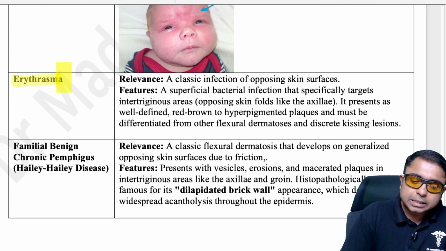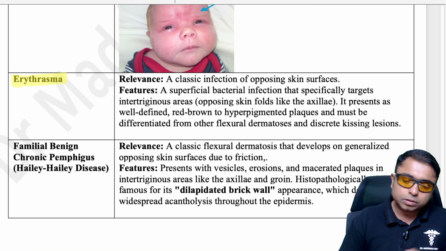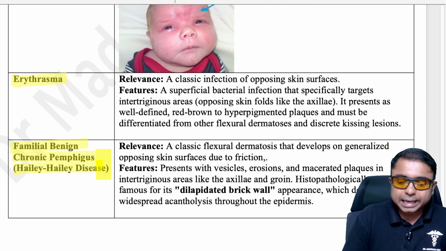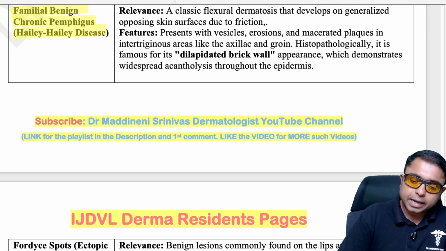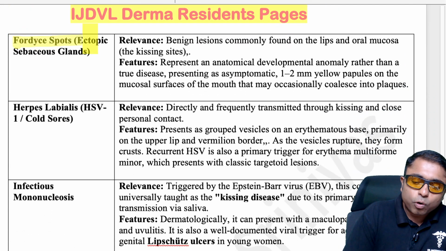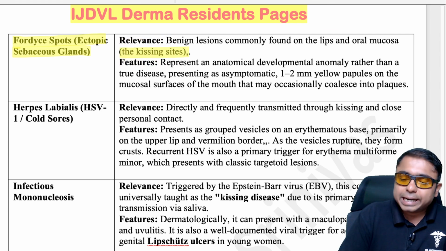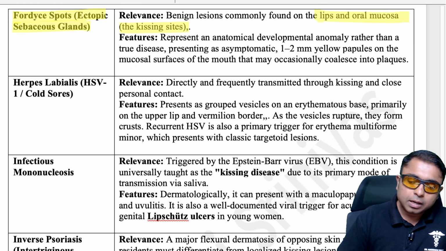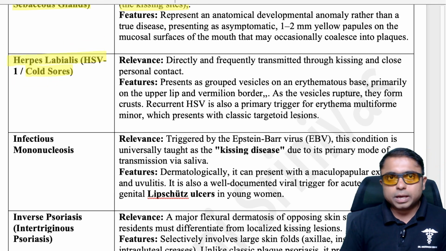Next is erythrasma because of Corynebacterium minutissimum infection, especially in the axilla and also in the groin. Familial benign chronic pemphigus, which is also called Hailey-Hailey disease. The involvement is going to be the flexural area. We are going to discuss these in different videos. Next is Fordyce spots, ectopic sebaceous glands. So basically the kissing sites, for example the lips and the mucosa, can have these Fordyce spots. And also obviously the cold sores, that is herpes labialis, orolabial herpes.